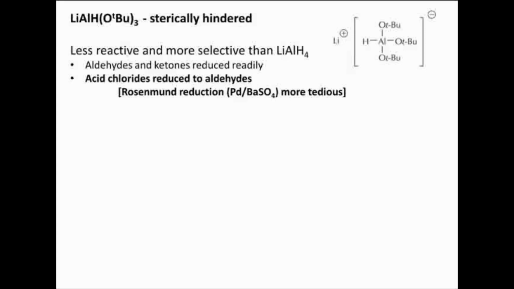But aldehydes and ketones are reduced readily, and acid chlorides are reduced to aldehydes. Other functional groups are unaffected. In this context, you have to recollect that for the same conversion, that is acid chloride to aldehyde, the Rosenmund reduction is also available, that is palladium on barium sulfate, but it is practically tedious experimentally, a difficult reaction to do. So it is very easy to use this reagent, tributoxy lithium aluminum hydride. Okay.